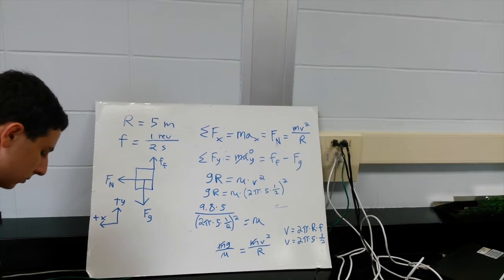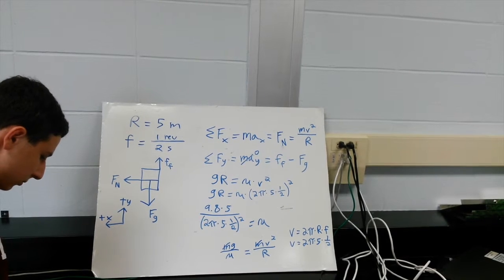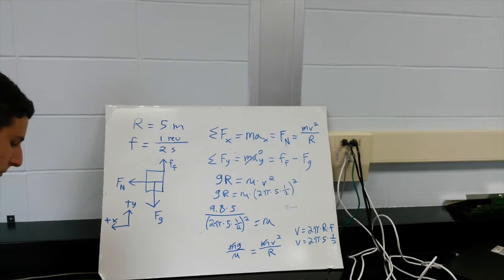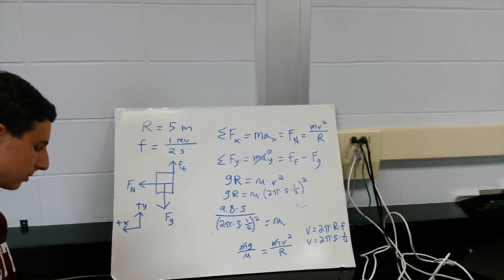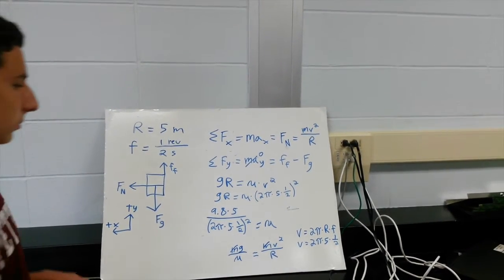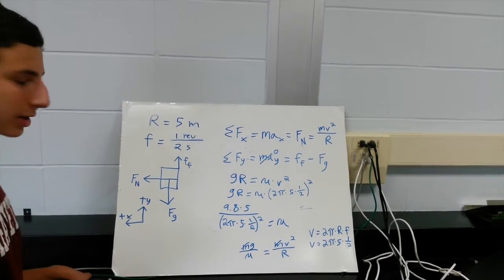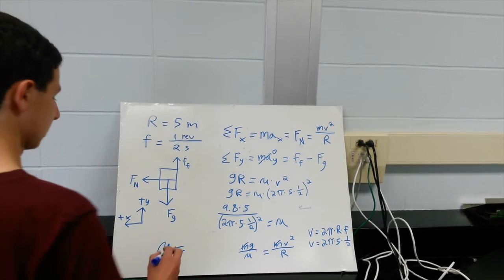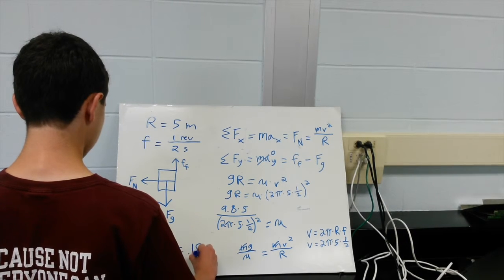Now is your time to make an estimate as the suspense builds. So our coefficient of static friction equals 0.19.